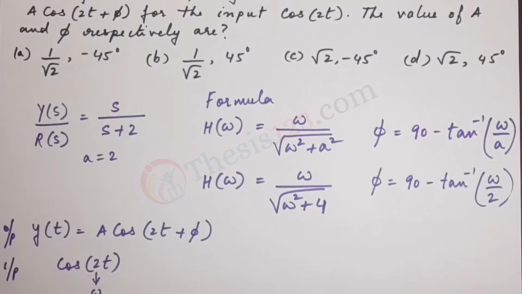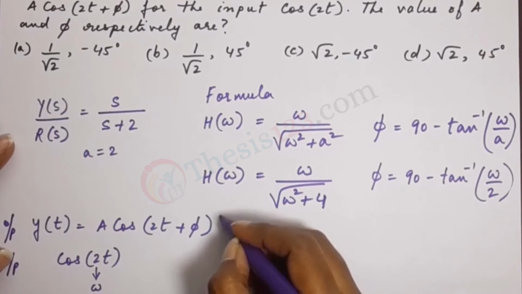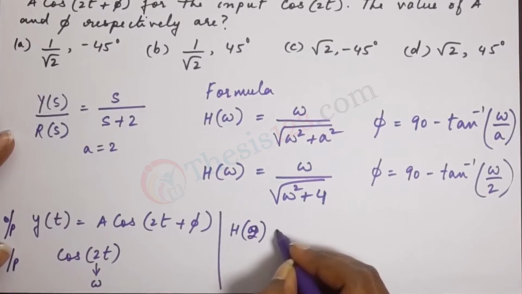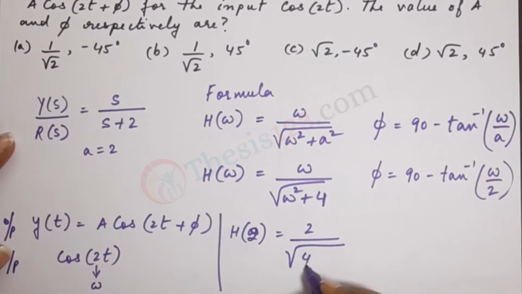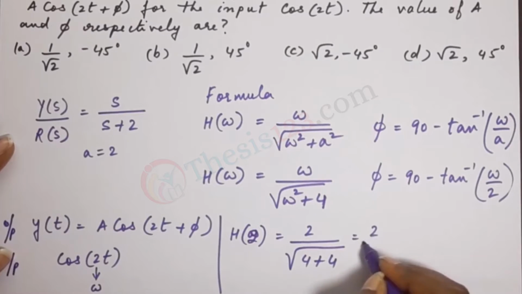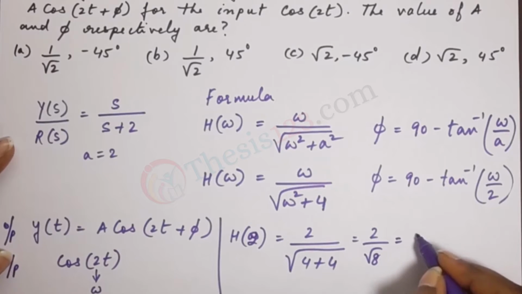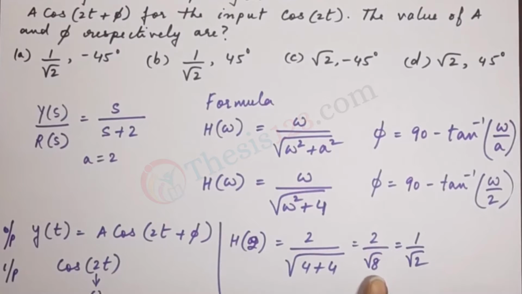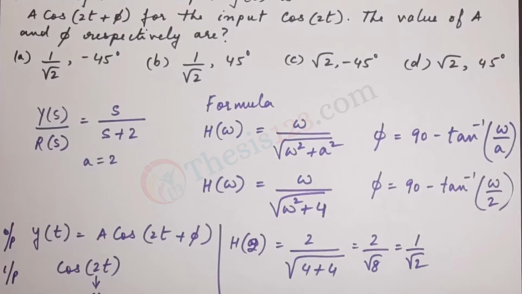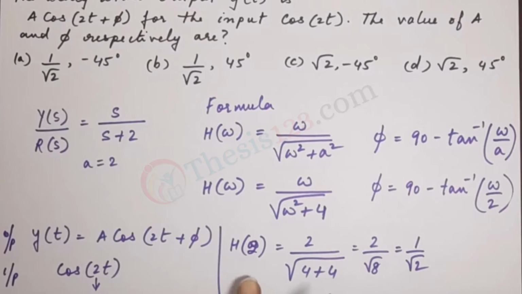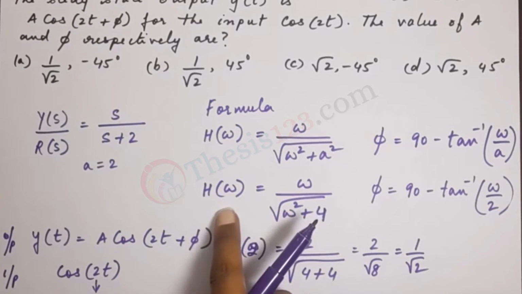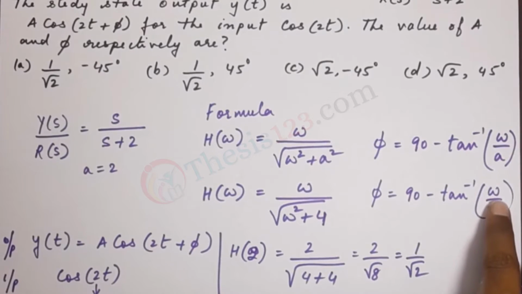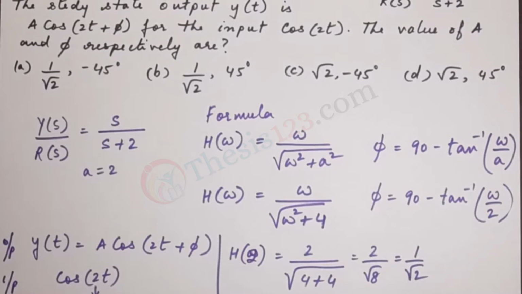Now, if we substitute this here, let's see what we get. We get h of 2 is equal to 2 divided by root of 4 plus 4, that would be 2 by root 8, which can be written as 1 by root 2, because root 8 is 2 root 2, 2 and 2 cancel, we have 1 by root 2. So we have what h of 2 is, or h of omega.